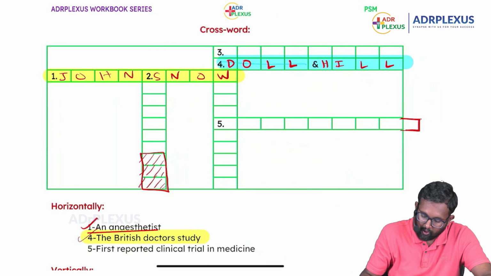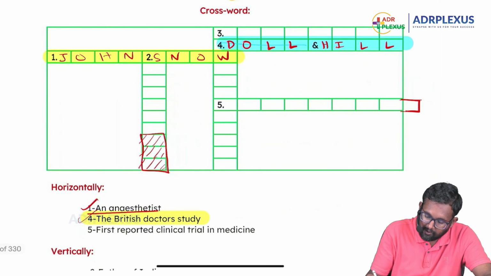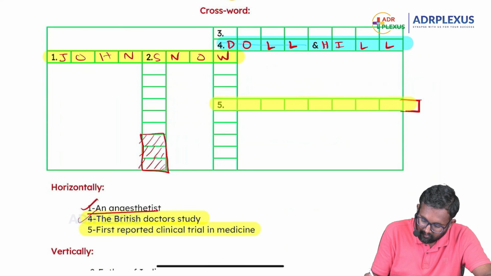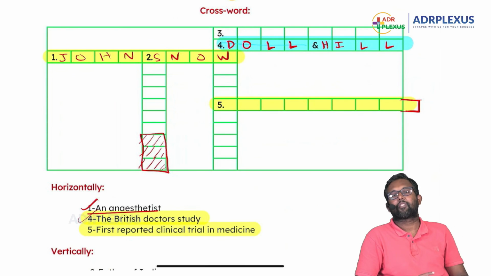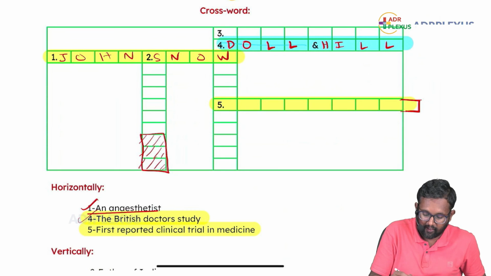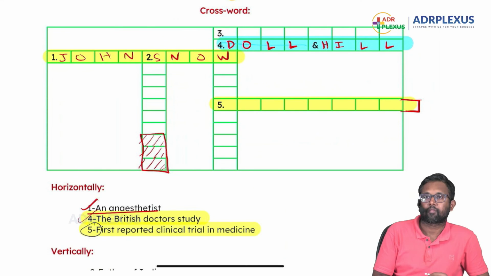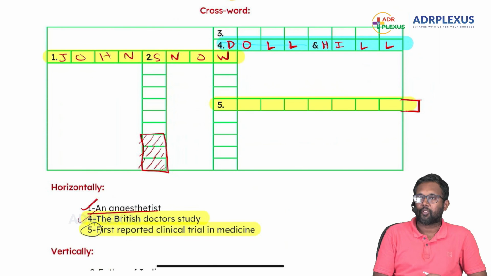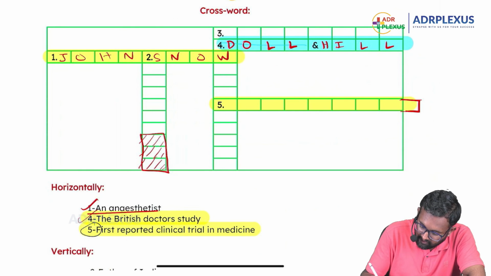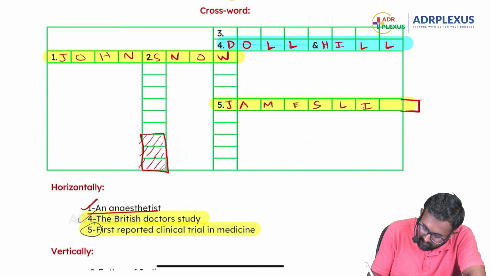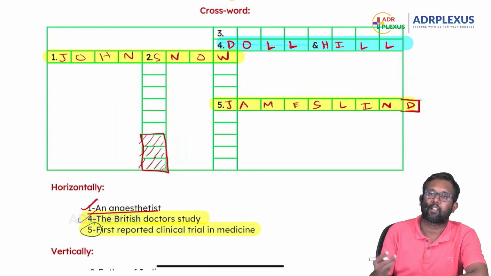Okay, next. Who did the first reported clinical trial in medicine? First reported clinical trial. Who did the first reported clinical trial in medicine? Yes, good, very good. James Lind. It is James Lind. This is James Lind.